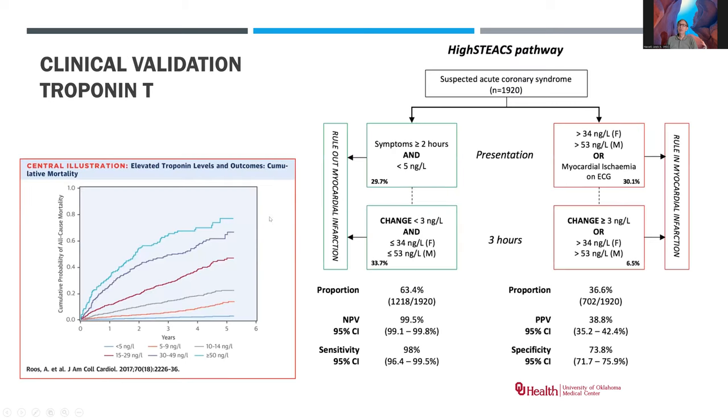So here's an example of clinical validation looking at troponin T. And in fact, when you looked at outcomes in terms of mortality and so forth, relative to different levels of troponin T, you see that as your level went up, your outcome got progressively worse. And that helps you then to develop protocols and so forth. And you can look at these kinds of things and see what happened to these patients who met these criteria. That's a very useful way to conduct a clinical validation of an assay.